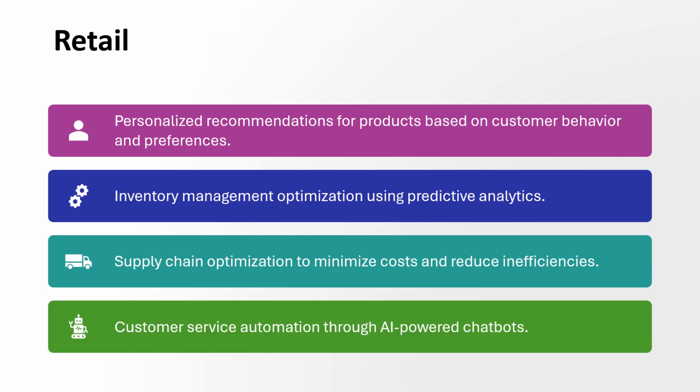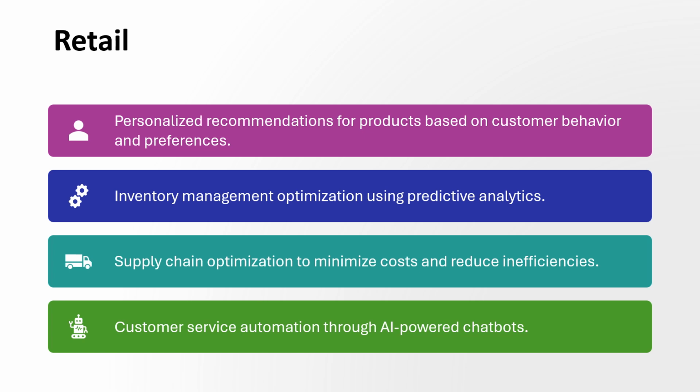In the retail sector, personalized recommendations for products based on customer behavior and preferences. You would have already seen this on Amazon, where the system gives you different products at different prices. Inventory management optimization using predictive analysis. So prediction is used with your inventory, that is the stock you have. Depending on that, it analyzes how much more we need to order, so that we don't have to stock up more or less, we just stock what is needed.